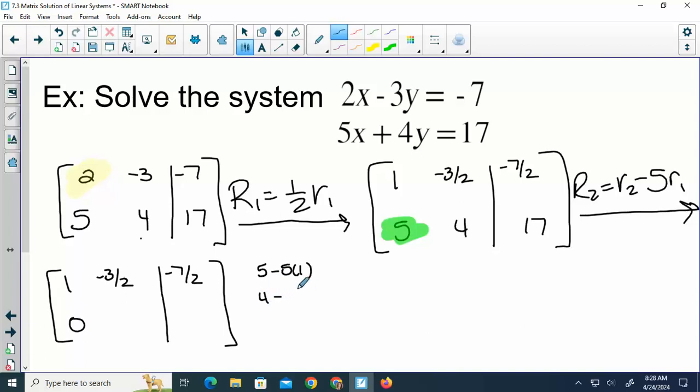4 minus 5 times -3/2 equals 2 plus 15 over 2, which is 23 over 2. You can use a calculator if you get stuck on something. Next one's 17 minus 5 times -7/2. That is 34 over 2 plus 35 over 2.